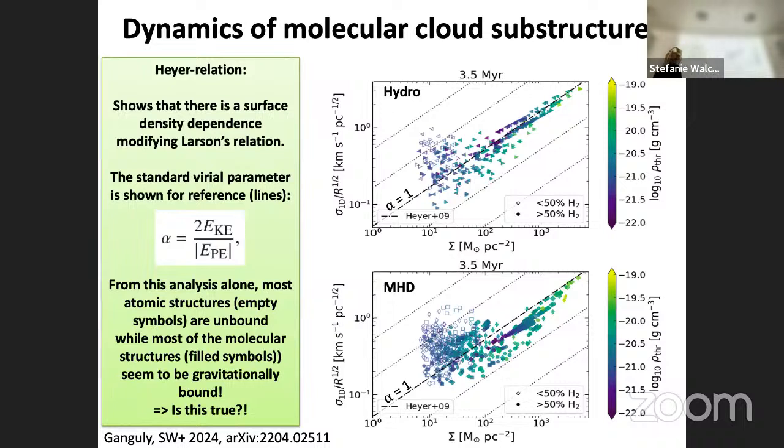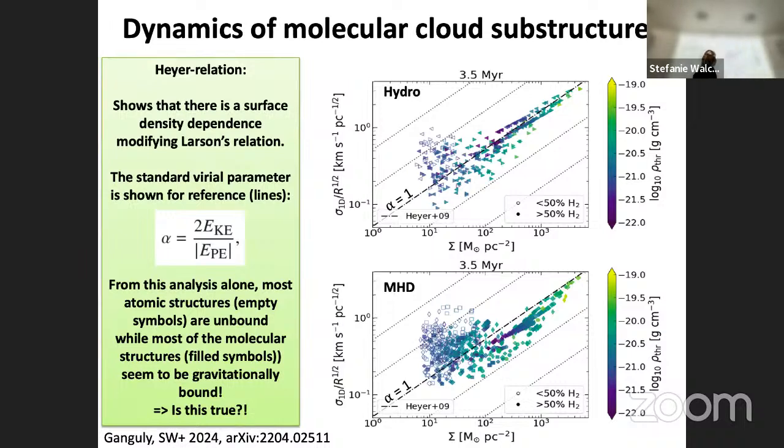So now what I plot here is what's typically known as the Larson relation, but with a small modification introduced by Heyer et al. Larson tells you that the 1D velocity dispersion of a given structure, a molecular cloud for example, would scale as the size to the power of 1/2 roughly. And this is what all our ideas that molecular clouds are subject to turbulence are based on.